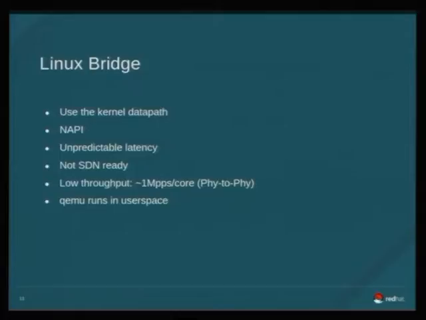Another thing is unpredictable latency. One of the reasons is the interrupt mode, and another reason could be resource allocation. The kernel does a pretty good job with resource allocation, but if we, for instance, get a lock in the way or there is a memory allocation, then our 200 cycles are gone. So we need to have this predictable somehow. And it's not SDN ready, so Linux Bridge doesn't speak, for instance, the OpenFlow protocol or any other SDN protocol. And if we measure the throughput, a very simple test, the PHY to PHY, so physical to physical.